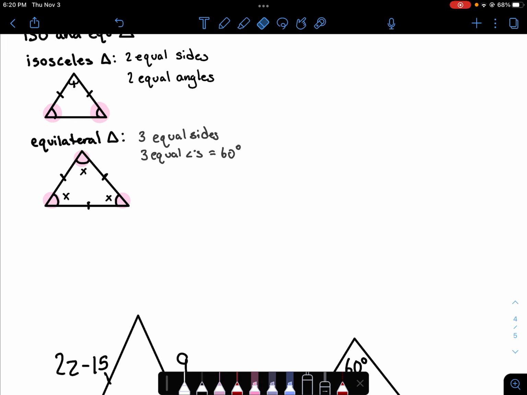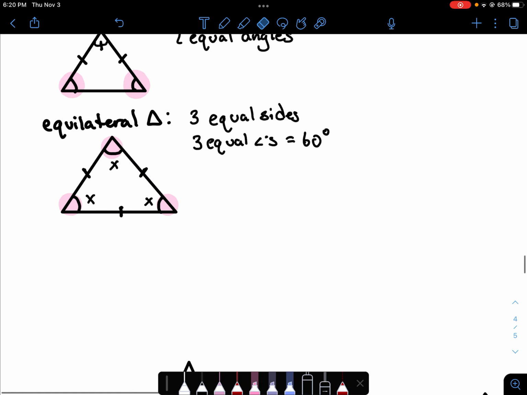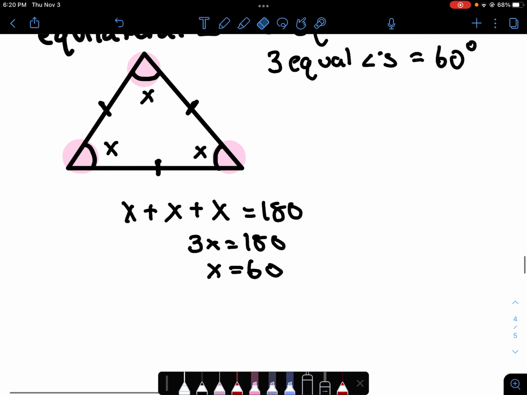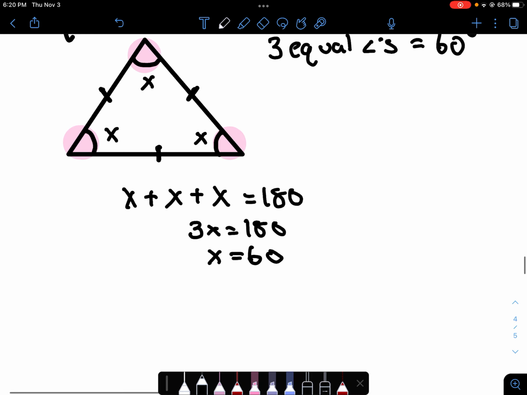So let's talk about it. Why does it equal 60? Well, the sum of angles in a triangle presents to us this. So if we named one angle x, if all angles are equal, then that means the two angles that haven't been named yet are also x. So let's solve for x and see what each angle equals. And we can see here that each angle equals 60.